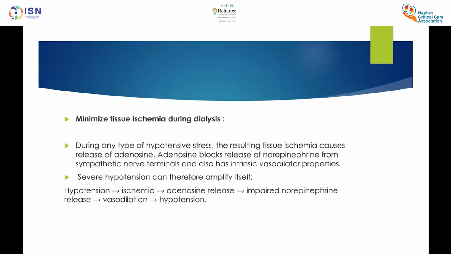We should minimize tissue ischemia during dialysis. So during any type of hypotensive stress, the resulting tissue ischemia causes release of adenosine. Now this blocks the release of norepinephrine from the sympathetic nerve terminals and also has intrinsic vasodilator properties. So hypotension causing ischemia, leading to adenosine release, which causes an impaired norepinephrine release, causing vasodilatation and hence produces hypotension.